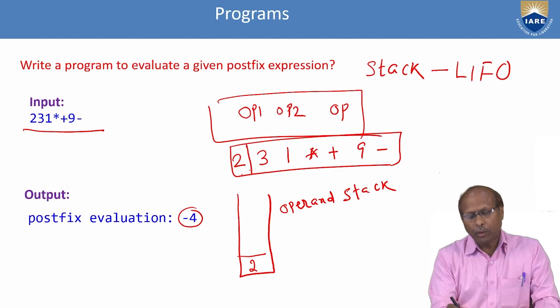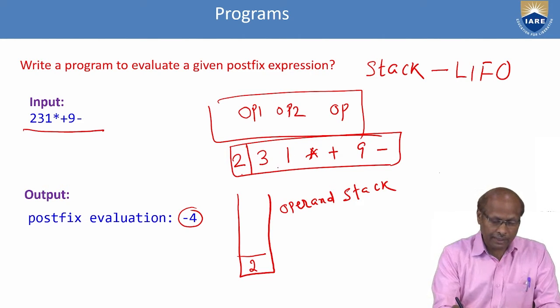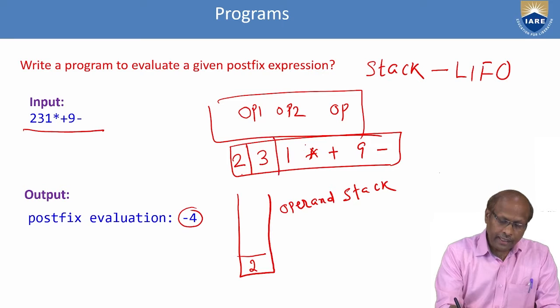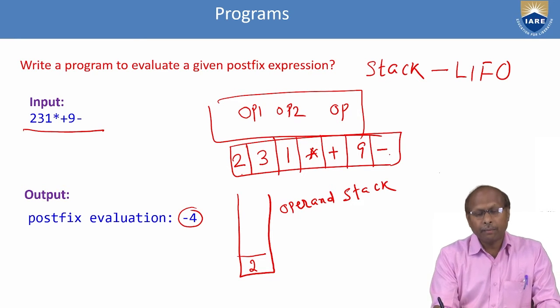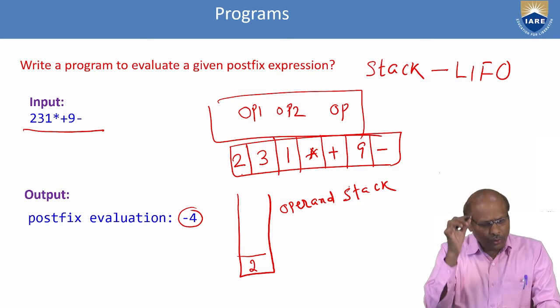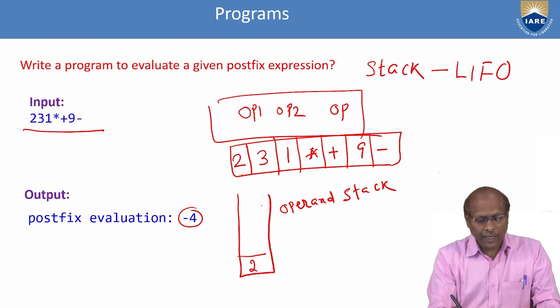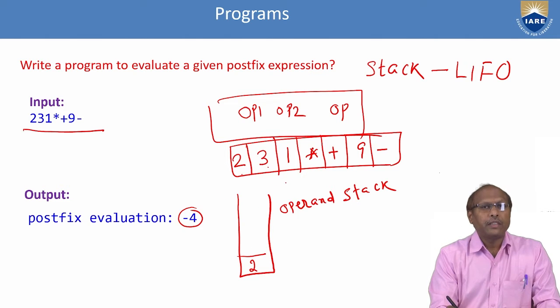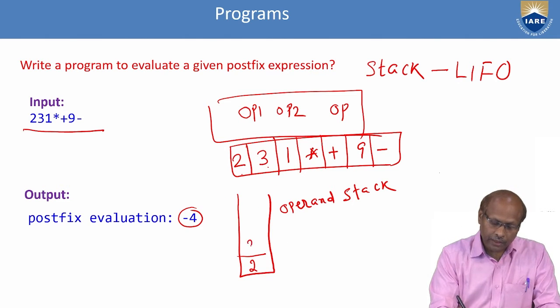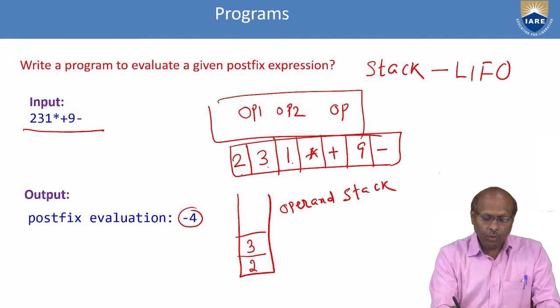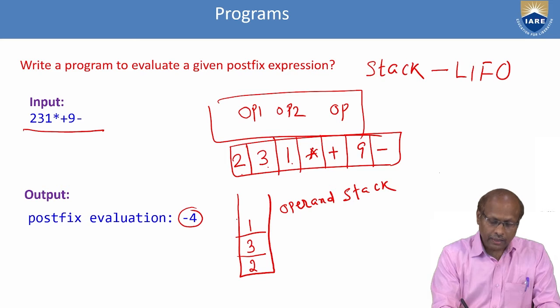Now here, if you observe this expression, 2, 3, 1, star, plus, 9 and minus at the end. When 2 comes, 2 is what? Operand, push into the stack. Then 3 comes. When 3 comes, again push into the stack. Now 1 comes. 1 is also an operand. Again push into the stack.